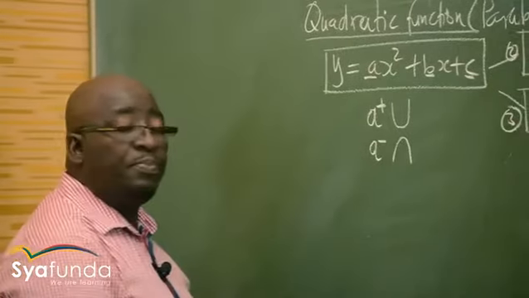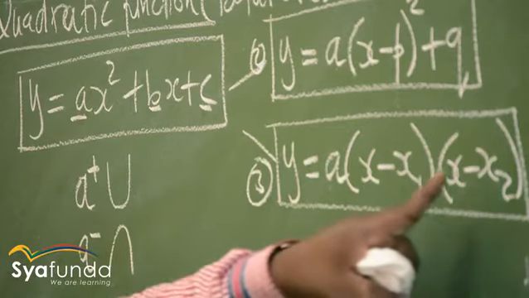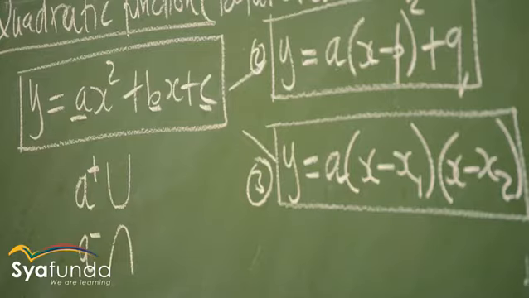Let's look at the third one. A tells us the same thing. It tells us whether our graph will face up or face down. This x1, this x2 tells us about the roots.